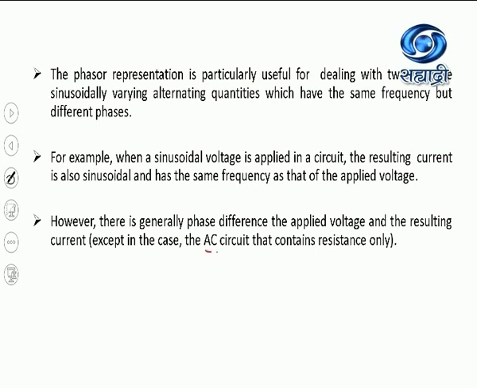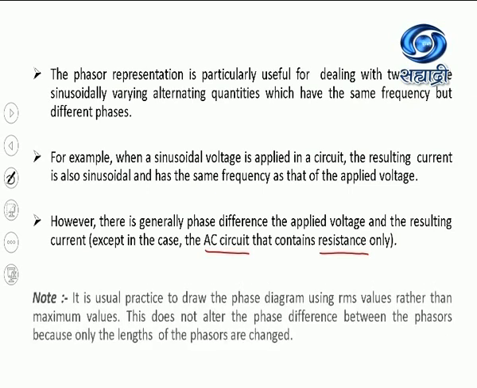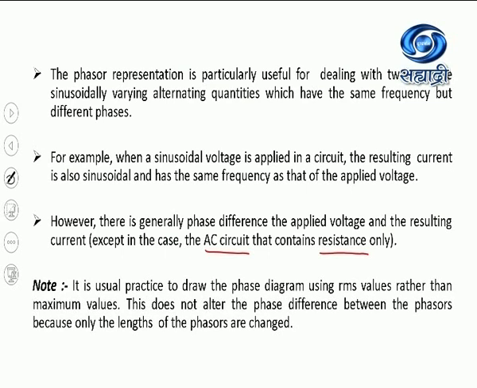So when AC is applied to a pure resistor, then in that case EMF and current are in the same phase. Otherwise, generally there is a phase difference between the applied voltage and the resulting current. One point to be noted is that it is usual practice to draw the phasor diagram using RMS values rather than maximum values. But again, there will not be much difference.